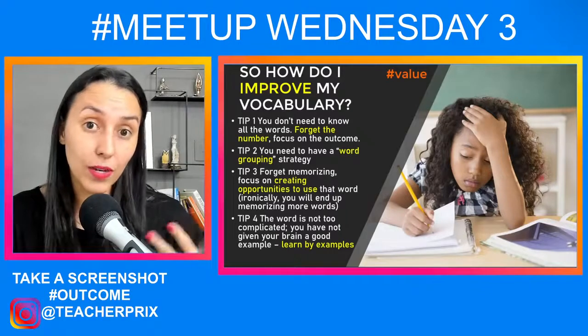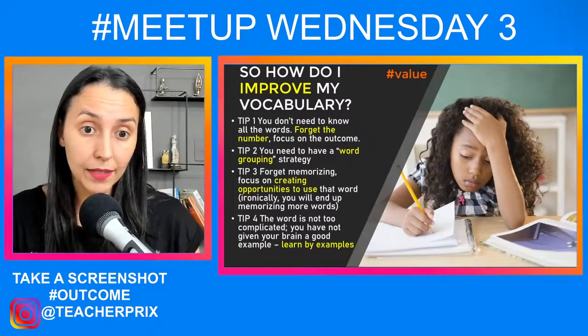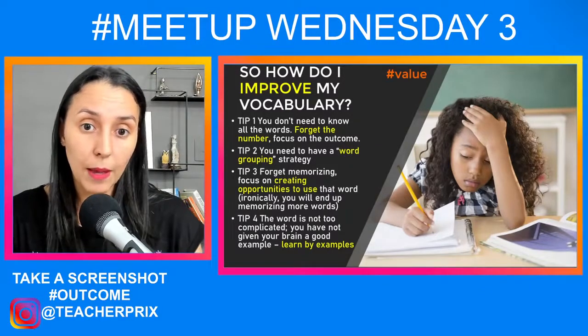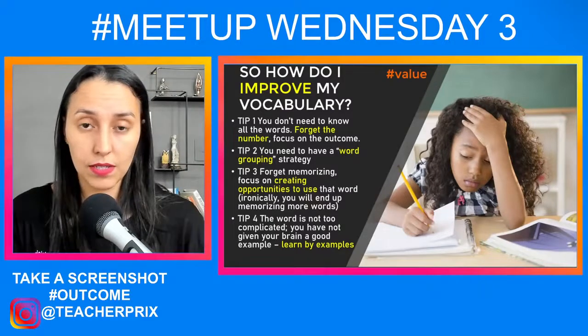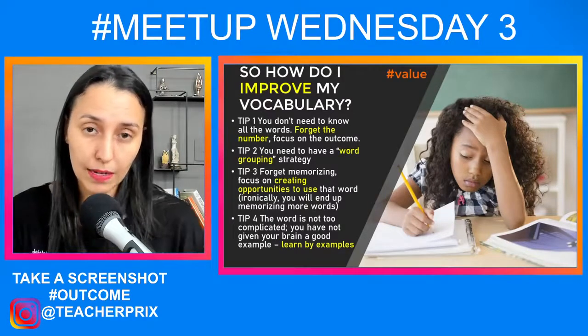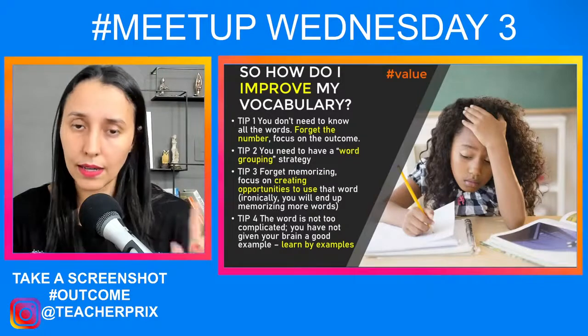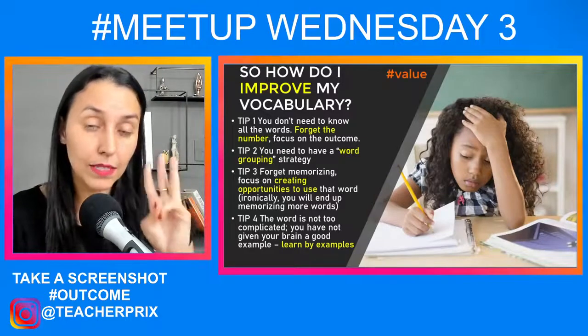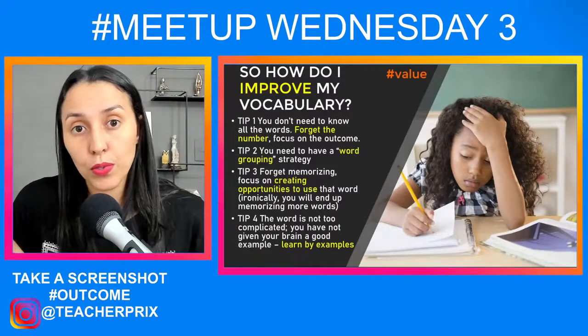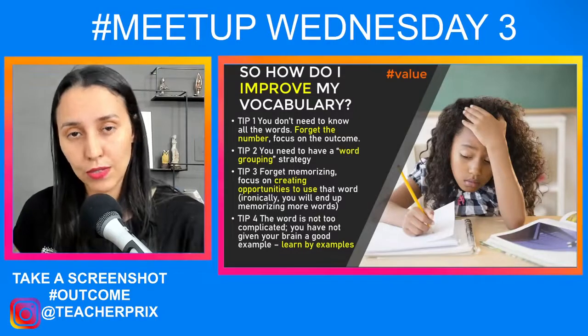This is actually what I do inside my academy. I do vocabulary grouping based on conversation subjects, things that students will talk about. Okay, so this is one example. I'll give you more. Now, tip number 3 is you're going to create opportunities to use that word.